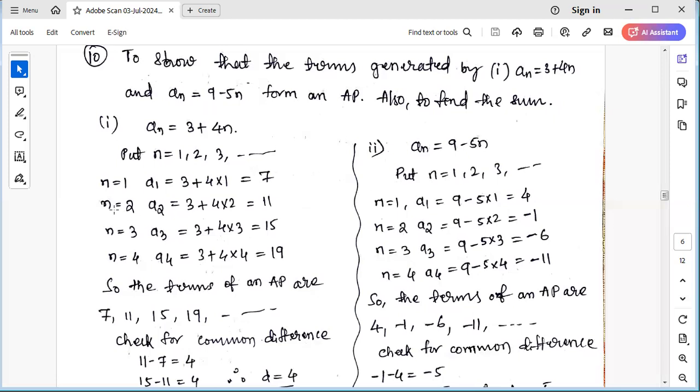Next, put n = 2. So when you put n = 2, you will get A2. A2 = 3 plus 4 into 2. So 4 into 2 is 8, 8 plus 3 is 11. Next, put n = 3. A3: 3 plus 4n, means 4 into 3 is 12, 12 plus 3 is 15.